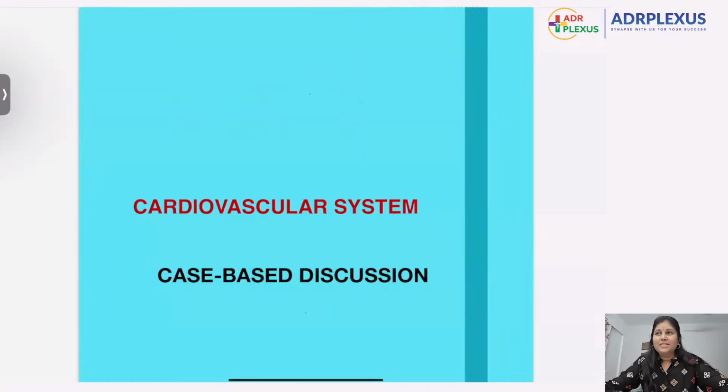And sometimes the diagnosis will be given. Being a first year student, you will be able to make out the diagnosis very simply and easily. But sometimes it will be a little tricky. But don't worry, if you understand the concepts, mostly it will be asked only from the common scenarios, common presentations. So this is just a primer of the case-based essay question and its discussion related to the cardiovascular system.